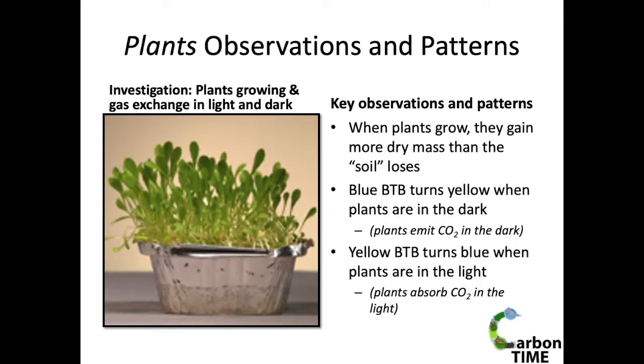Through their investigations, students make these observations and identify these key patterns across class data. When plants grow, they gain more dry mass than the soil loses. Blue BTB turns yellow when plants are in the dark, or plants emit carbon dioxide in the dark. And yellow BTB turns blue when plants are in the light, meaning that plants absorb carbon dioxide in the light.